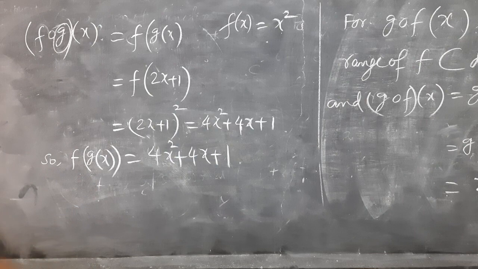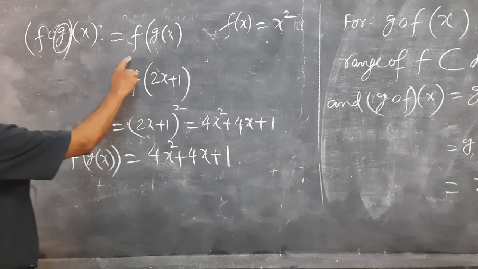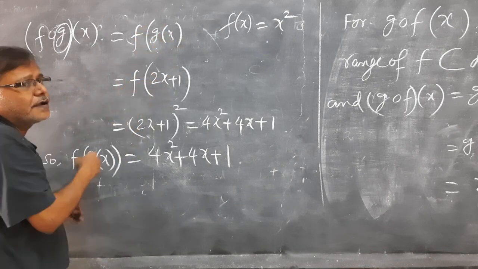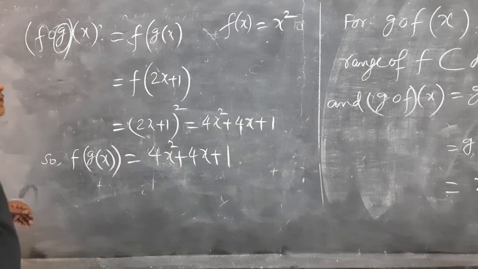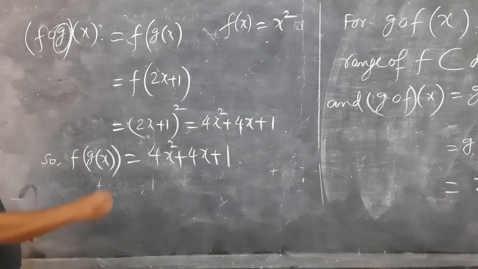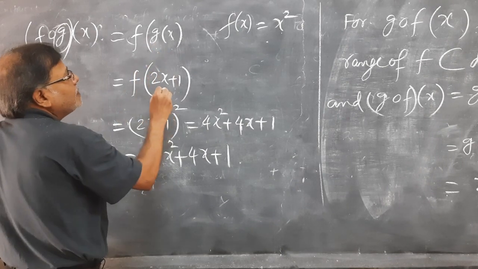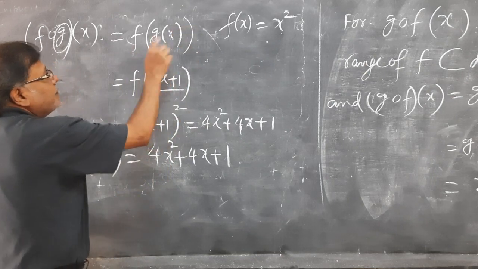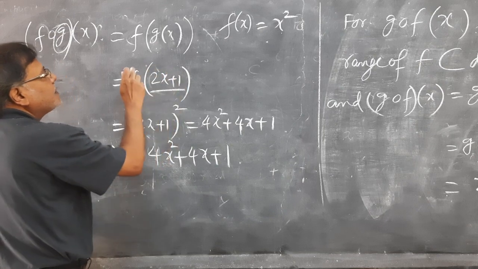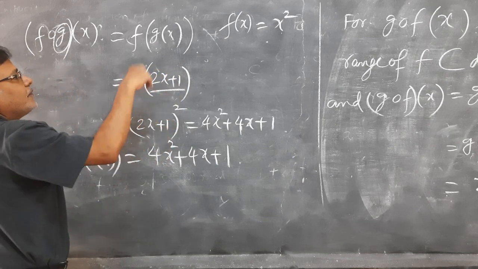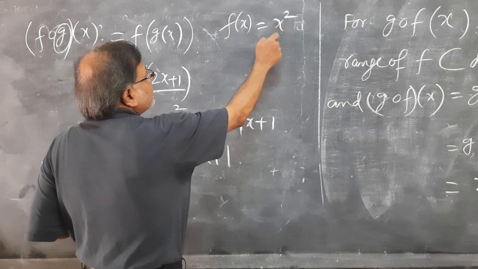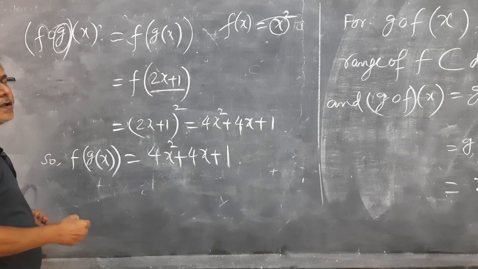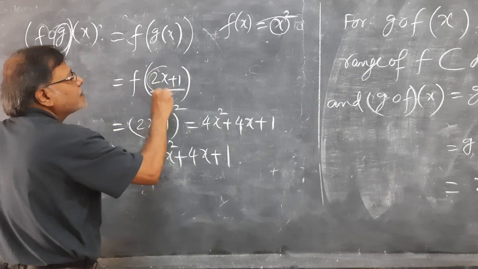Now how FOG(x) is found, I have explained here. FOG(x) is written as F outside the bracket and G(x) inside. We already had G(x) equal to 2x plus 1, so whatever we have for G(x) is written inside the bracket of F. Also we found that f(x) was equal to x square. So in place of that x you have to write 2x plus 1.